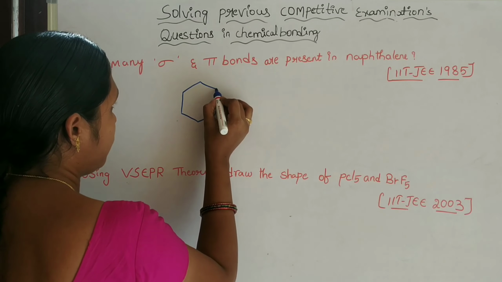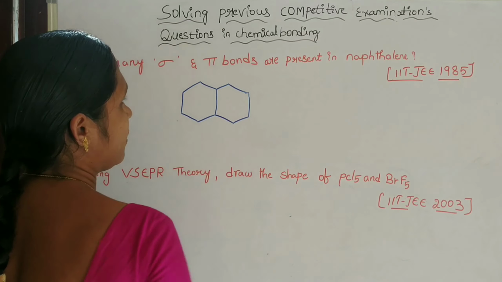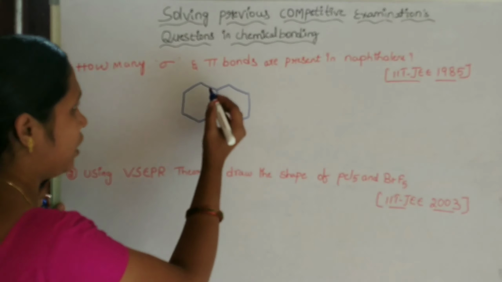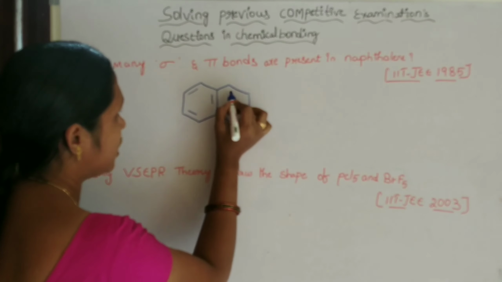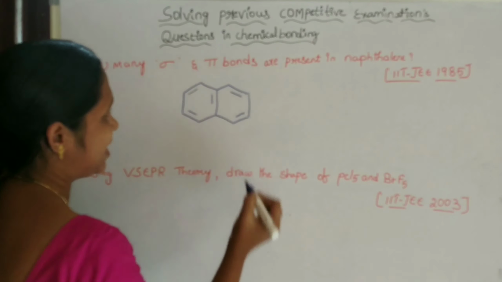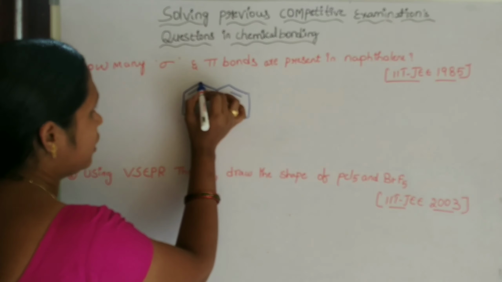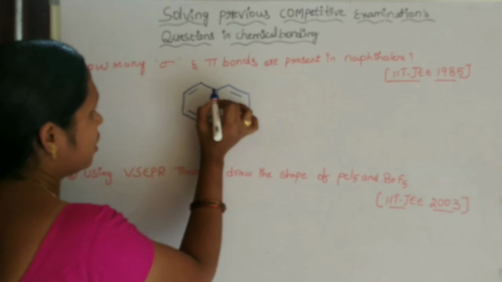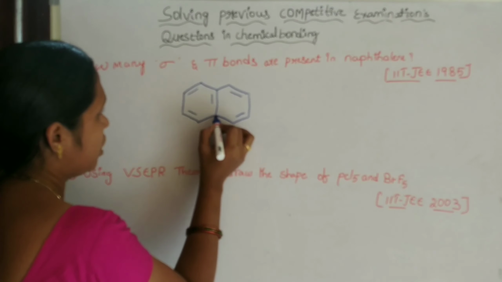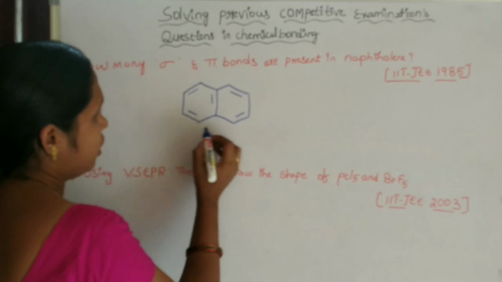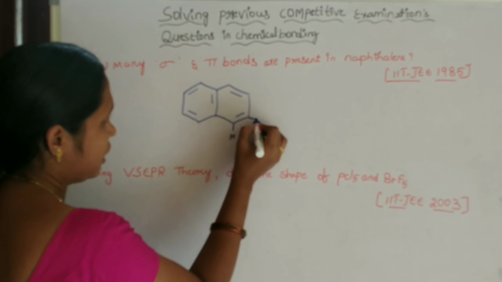The combination of two benzene rings is naphthalene. In these, see, alternate single and double bonds are there. The molecule is an aromatic molecule. Here each edge shows one carbon, and each carbon has one hydrogen.